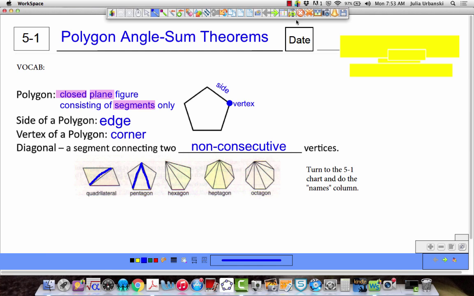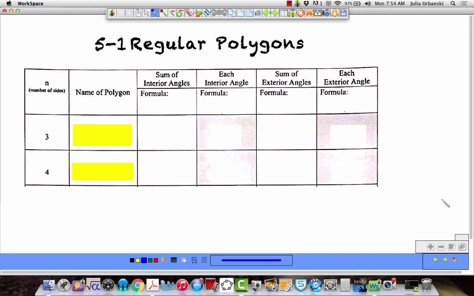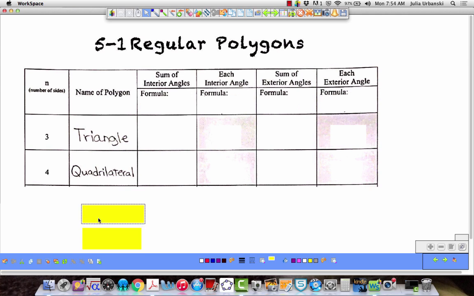Alright, so look at the one below. Oh, I'm sorry. Actually, turn the page. Turn to this chart right here. And let's see how many of these you know and how many of these we need to look up. All we're going to do is go down the left-hand side and figure out what the name of the shape is. So, if you have a polygon that is 3 sides, you know that name. What would that be? Triangle. If you have a polygon with 4 sides, do you know that name? Quadrilateral. Let's see how far you guys can go before I have to help you.